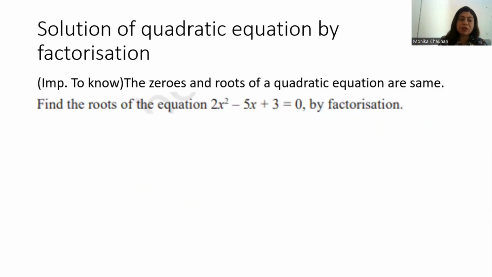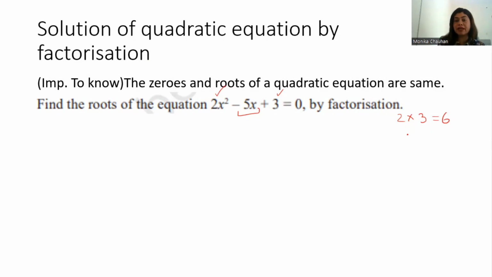Do you remember middle term splitting? I hope you remember, you all did good practice in grade 8. As the name suggests, we have to split this middle term, minus 5x. How? You have to check this way. What is the coefficient of x squared? This is 2, and the constant is 3. Multiply both and you get 6. Now you have to split this 6 in such a way that the product is 6 and the sum should be minus 5.